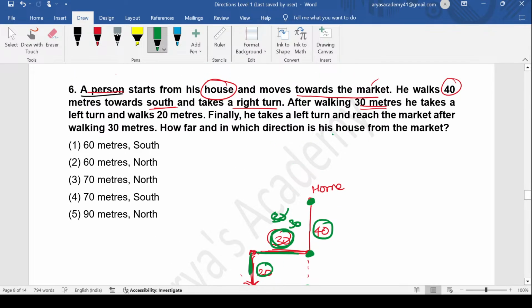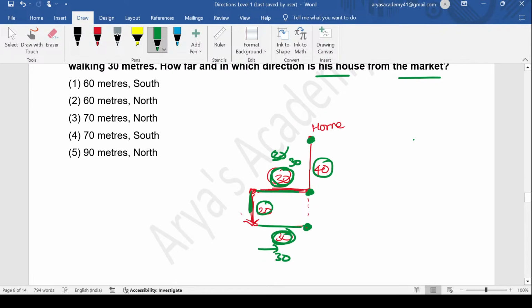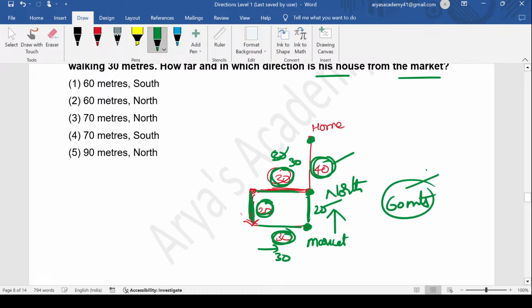Now, how far and in which direction is his house from the market? They are not asking from the house, they are asking from the market. The market is the end point. From the market, you have to tell in which direction his house is. This is which direction? North. And at a distance of what? This is 40, and this portion is not 30, this is 20. If this is 20, this also will be 20. 40 plus 20, 60 meters, and north. So from the market, the house is 60 meters north.